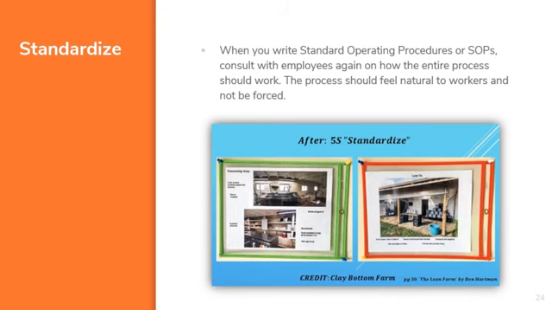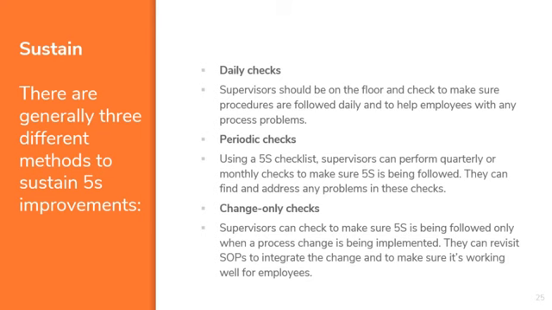And next one, you have to take note of sustain. So sustain, there are generally three different methods to sustain the 5S improvement. So we have here daily checks. Supervisors on the floor should check and make sure that the procedures are being followed daily. Periodic checks. Using the 5S checklist, supervisors can perform quarterly or monthly checks. And then change only checks, supervisors can check to make sure 5S is being followed only when a process change is being implemented. So see, our 5S is very important then in maintaining the safety of our workplace.